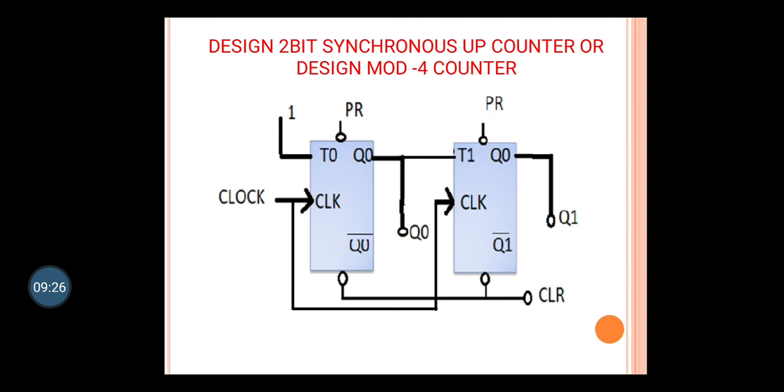So it is drawn here. And the second equation you got, T1 is equal to Q0. That means connect Q0 to T1. So Q0 is connected to T1, and the outputs Q0 and Q1 are taken out. And this is the logic diagram of your 2-bit synchronous up counter.